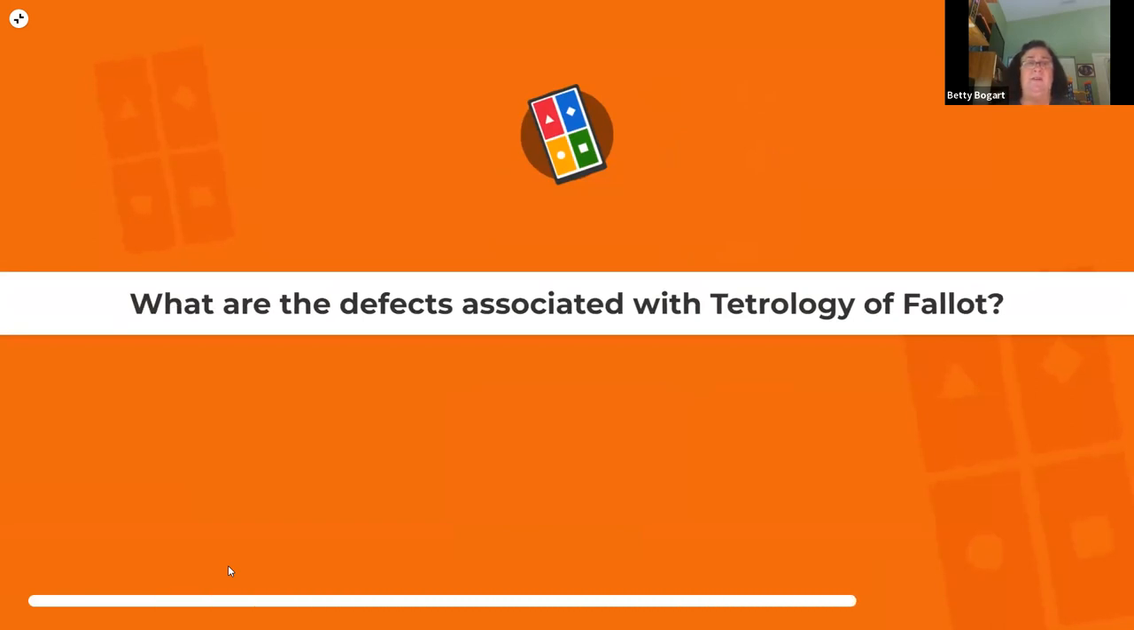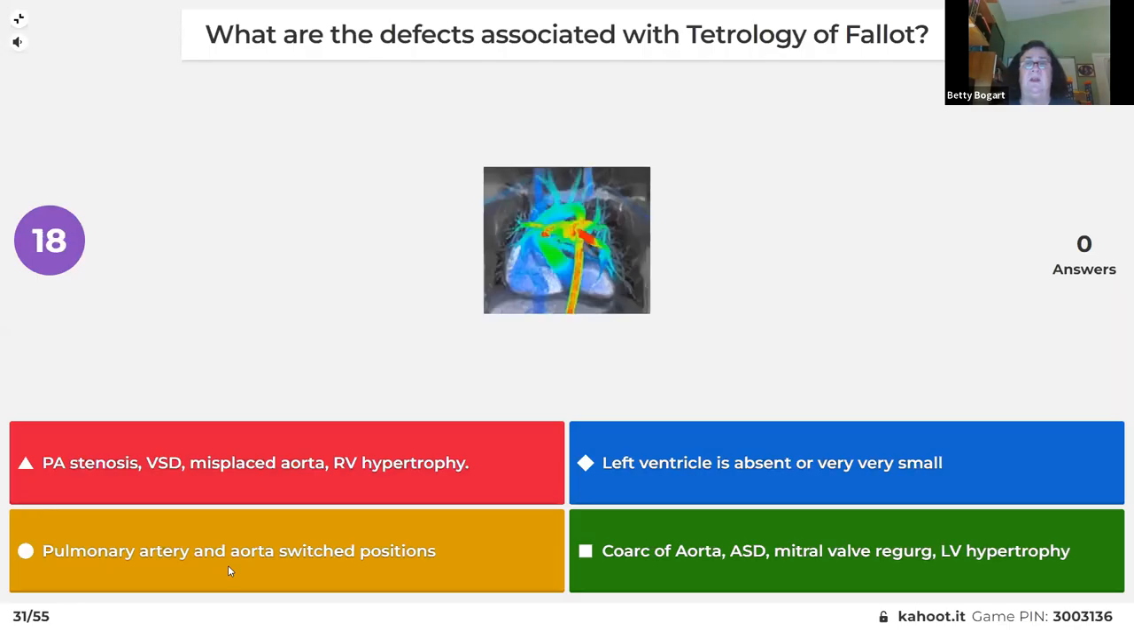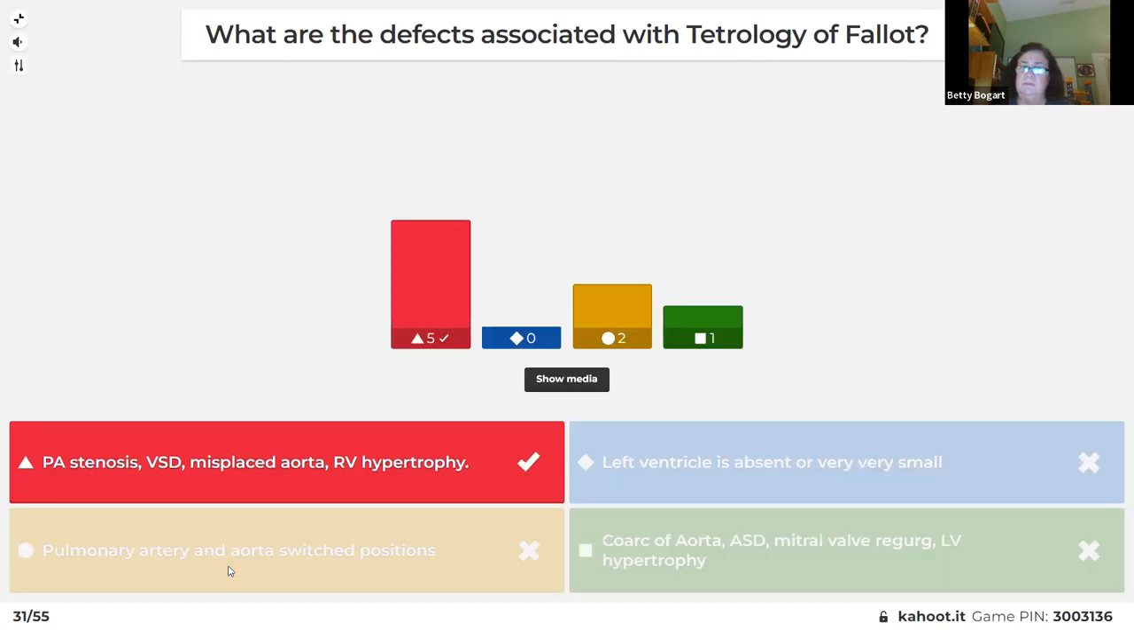What are the defects associated with tetralogy of Fallot? Remember again, tetralogy, where is it? It's on the right side. So what would you see? So pulmonary stenosis, the pulmonary artery, that VSD, that aorta sort of pushing over, misplaced or overriding.